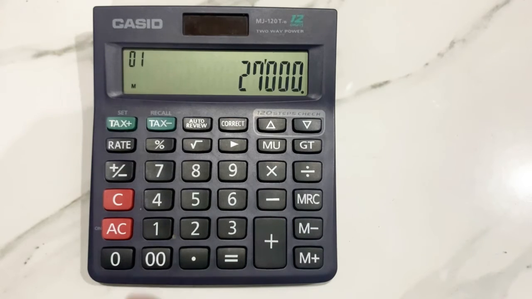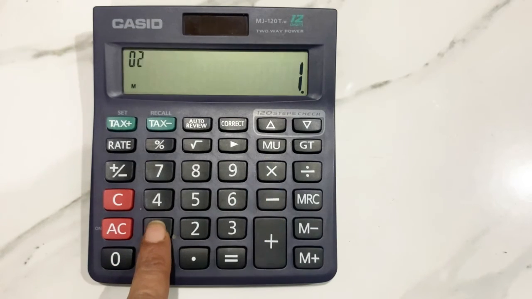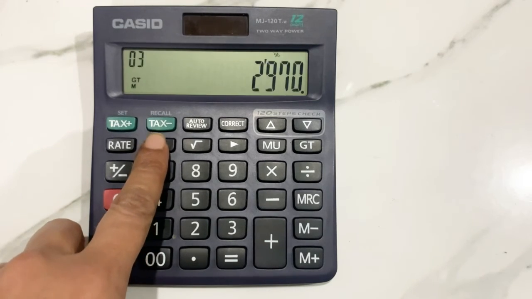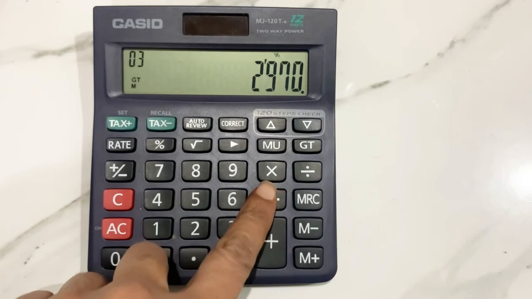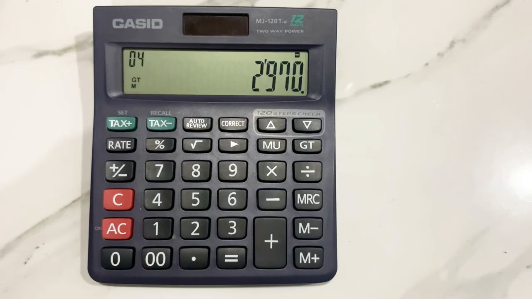So in the first step, we will multiply it with 11. Now we will press the percentage button. In the next step, we will press the minus sign. Now we will press the equal to sign. So our final answer is here, 24,030, the final price after 11% off.